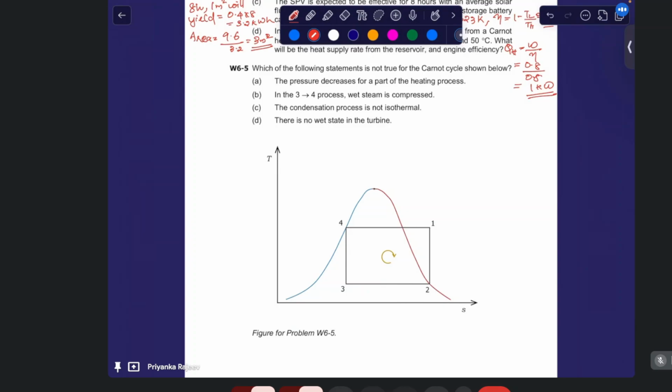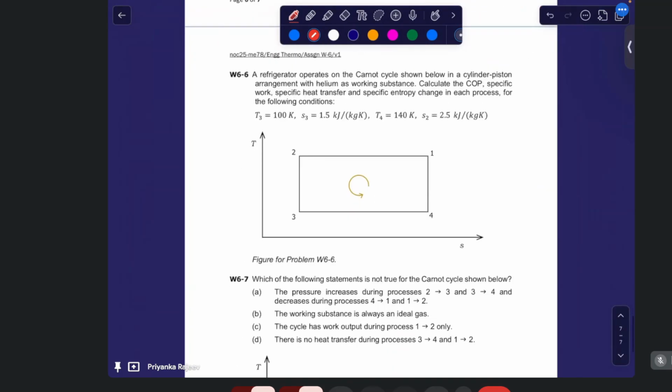Okay, so the answer is... In the Carnot cycle, what is happening? Evaporation and condensation. That is, heat addition and heat rejection are both isothermal if they are happening at saturation. So "the condensation process is not isothermal" is incorrect. Okay, so C is incorrect. We have discussed this in the assignment and revision question also. It's a repetition of the question.